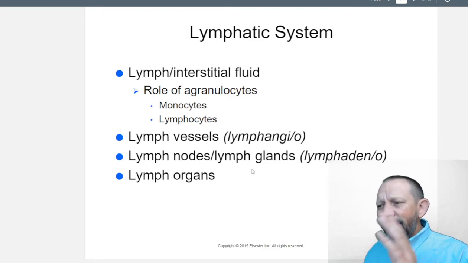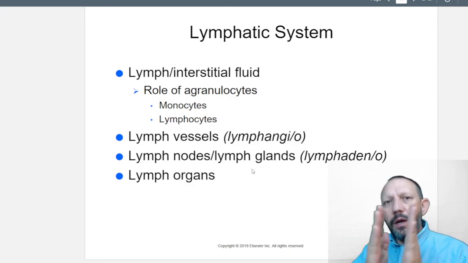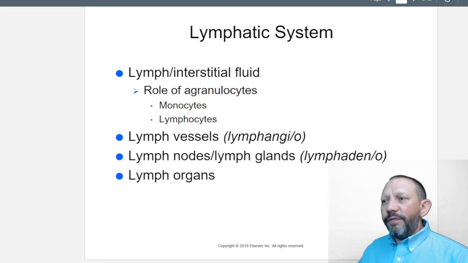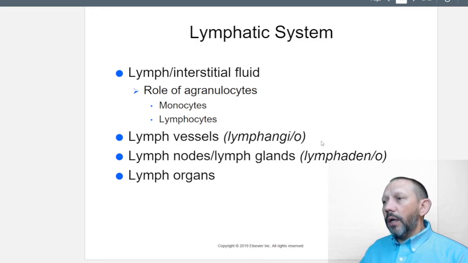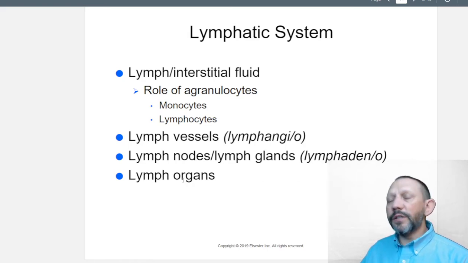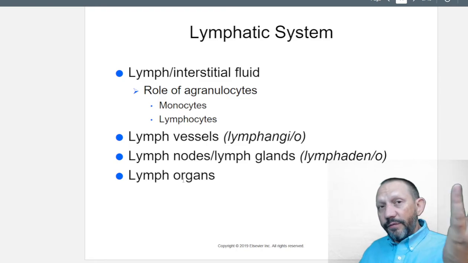And that gives it some osmotic pressure, which is the ability to move fluids, right? That's osmosis. Lymph vessels, okay, lymph angiogram. You could do a lymph angio, plasty, you can repair them, all that kind of stuff. Angio means vessel, okay? Lymph nodes, lymphadeno, so denectomy, for example, and lymph organs. Lymph organs basically are going to be the thymus, the spleen, and the lymph nodes, okay?